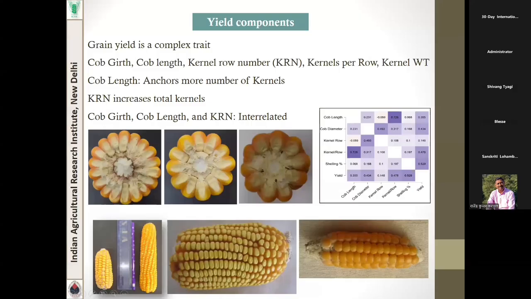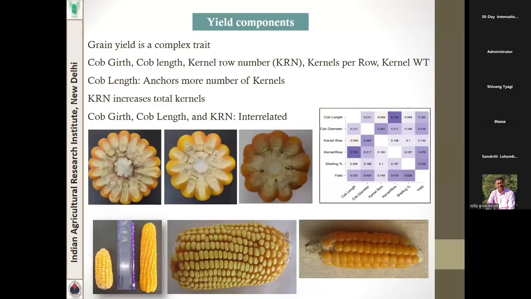That means you can target any one of these traits to tackle the deficiency of other traits. If you increase the cob length, that means cob seed size will be taken care of. If you increase the kernel row number, then more kernels can be accommodated per cob. Finally, good yield can be expected. So this is our target actually.